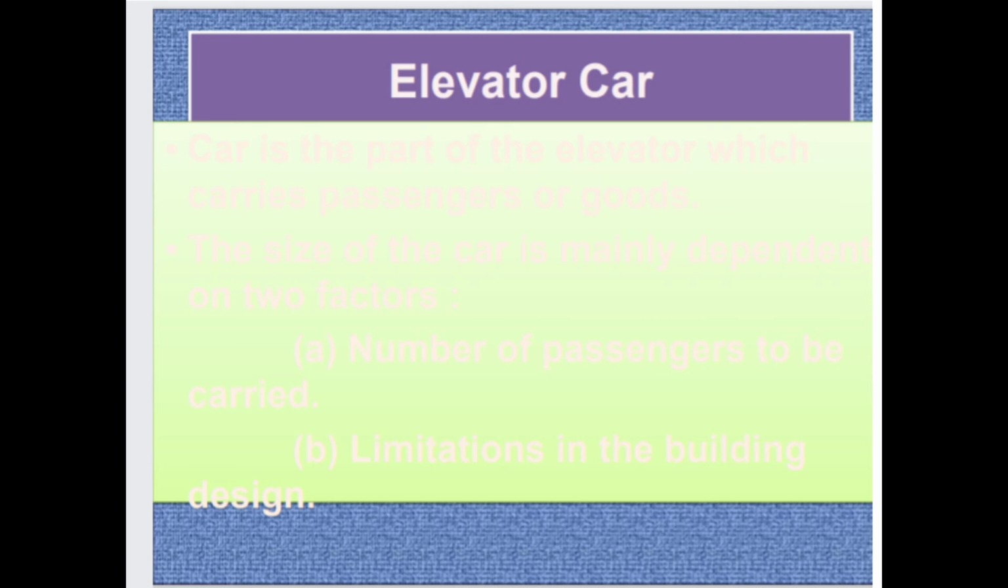Then elevator car. What is elevator car? Car is the part of the elevator which carries passengers or goods. The size of the car is mainly dependent on two factors. First is number of passengers to be carried, and second is limitations in the building design. So this is the elevator car.